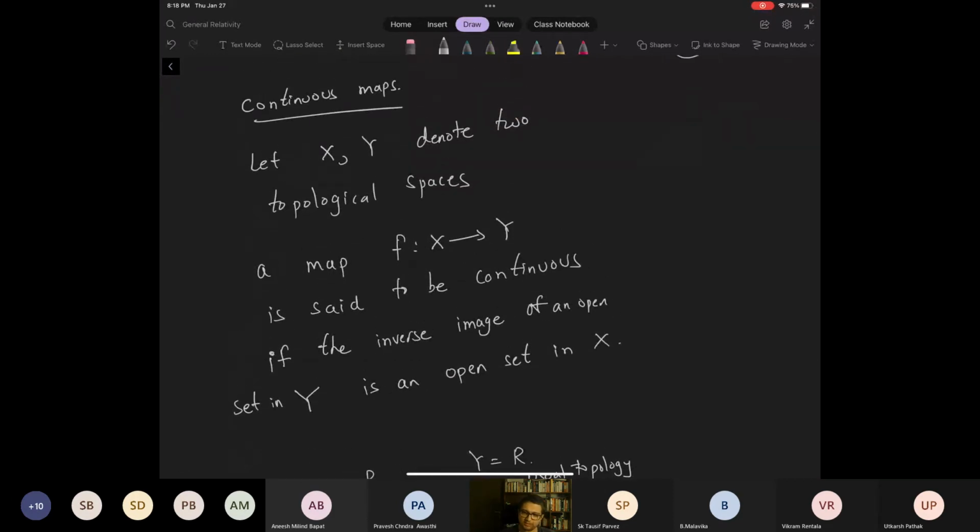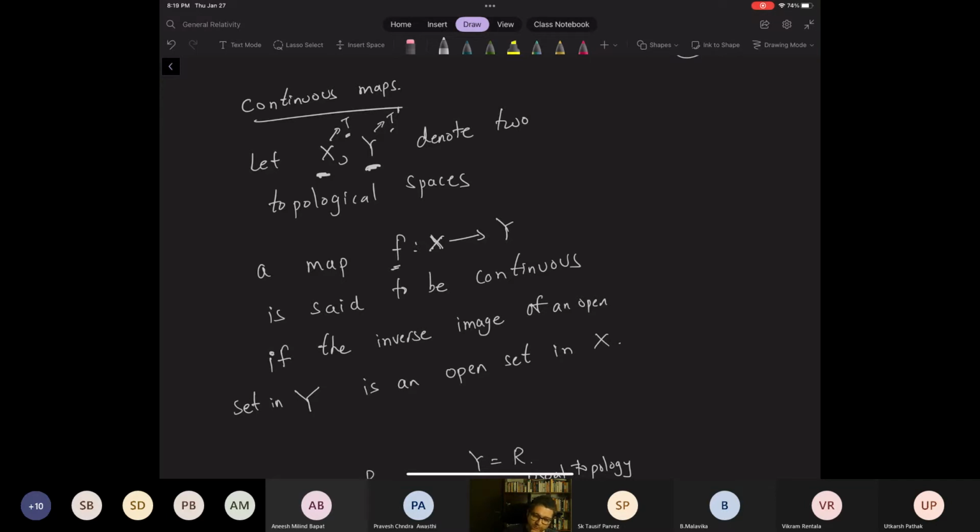Now let's define this idea of what are called continuous maps. Let X and Y denote 2 different topological spaces. So X and Y have their own topology. Let's say this is coming from some topology T, this is coming from some T prime. So X and Y are the spaces which get a topology through some T and T prime. Now what we can do is define a map from X to Y. So if I have 2 topological spaces, we can take a map from X to Y. And we now give a definition of what it means for this map to be continuous.